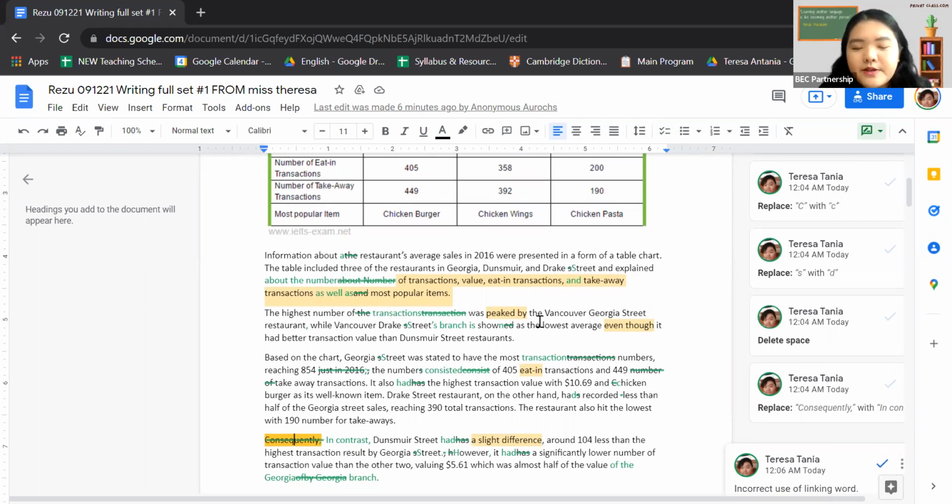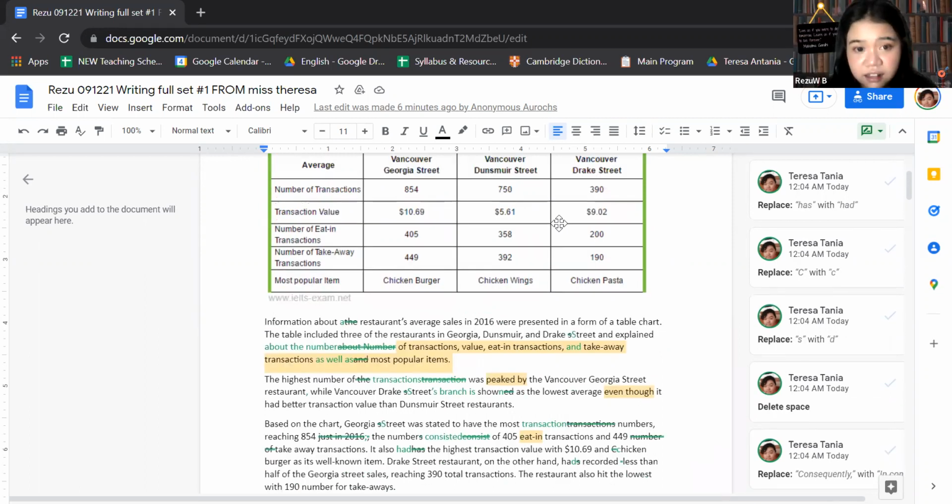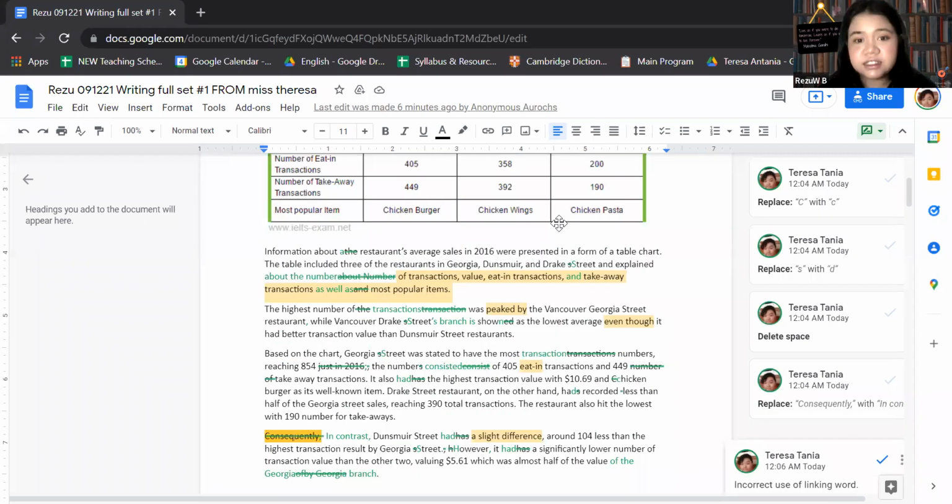Oh yeah, I just remembered. You haven't mentioned the most popular item for the other ones, for the Drake Street and the Dunsmuir Street. I see. So I have to mention all the categories.